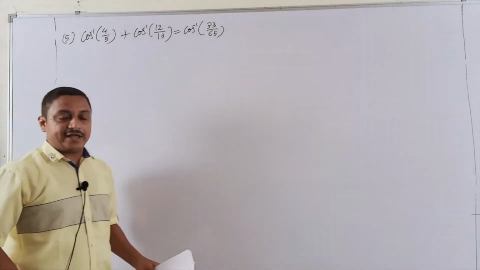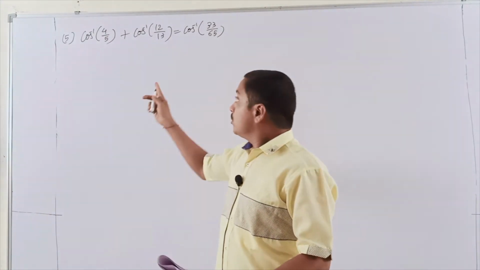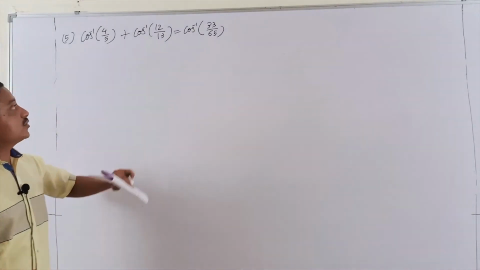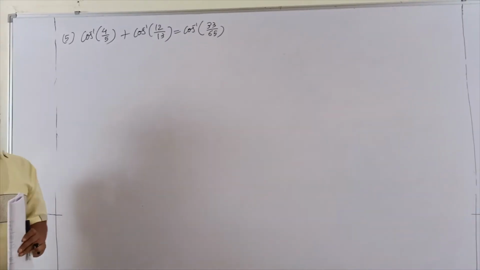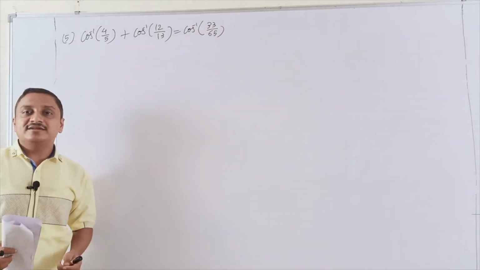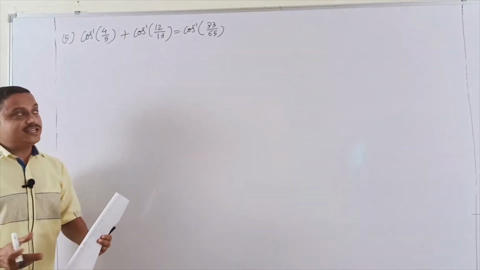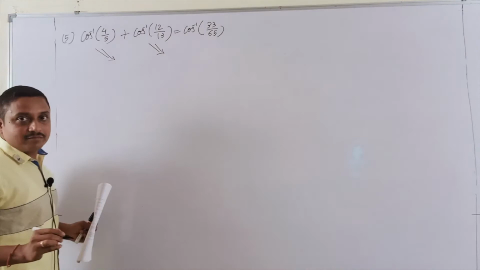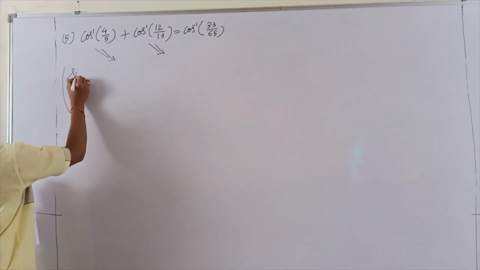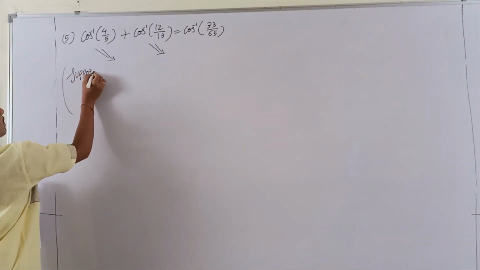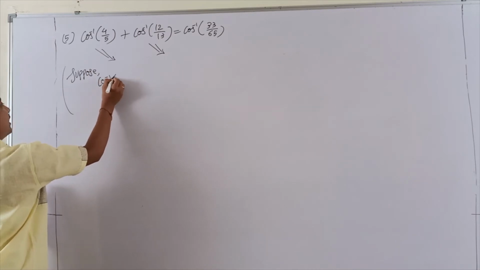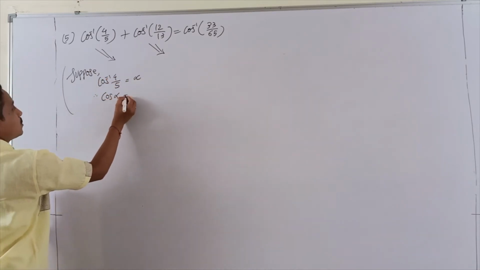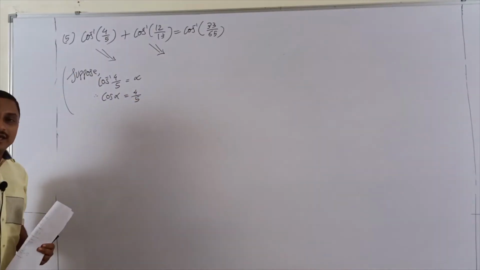Now students, I go ahead to question number 5. The question is: cos inverse 4 by 5 plus cos inverse 12 by 13 is equal to cos inverse 33 by 65. So very easy, students. Here I assume alpha and beta. So suppose cos inverse 4 by 5 is your alpha. So what do you get? Cos alpha is 4 by 5.